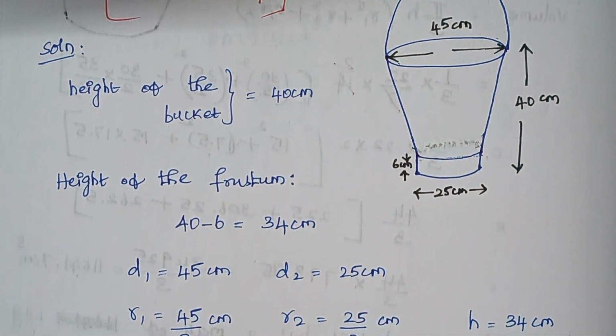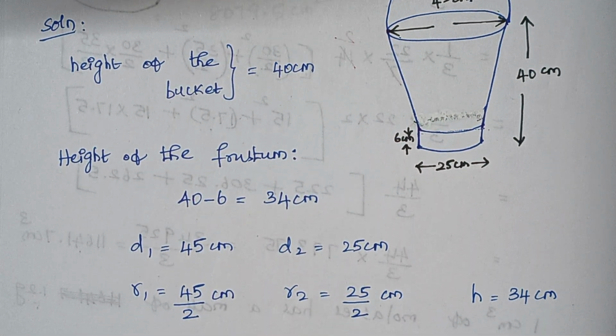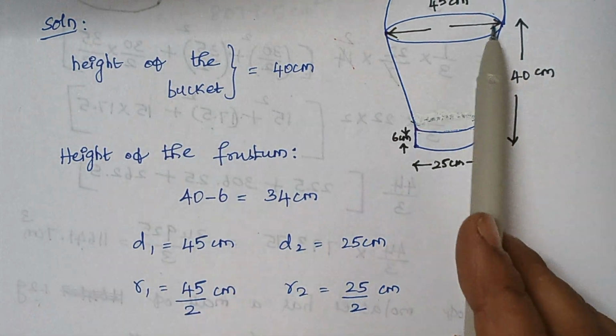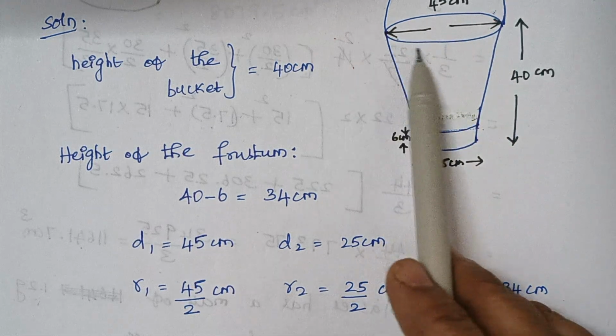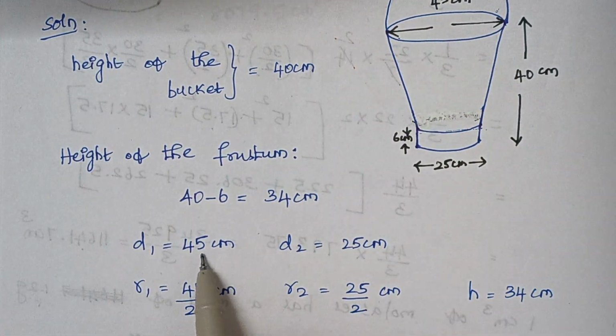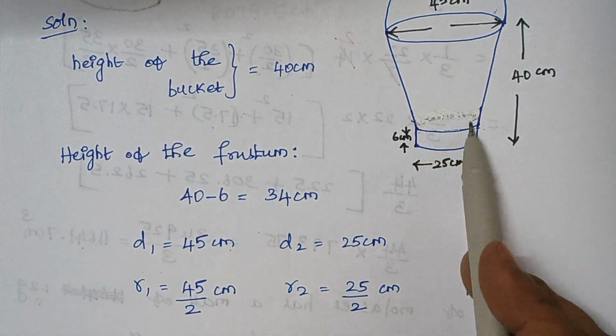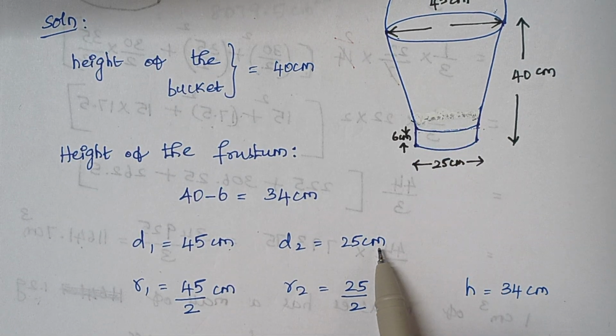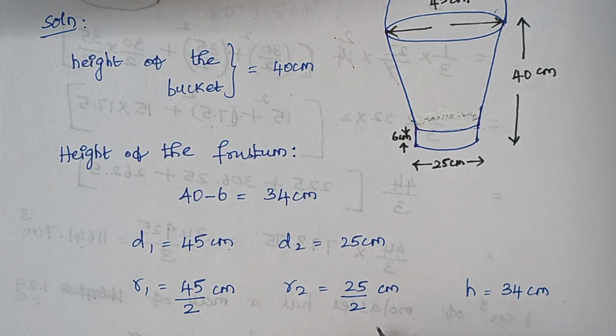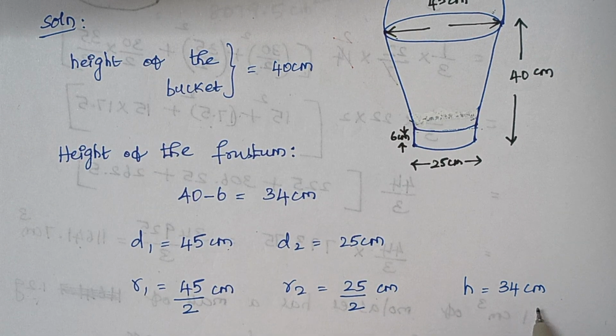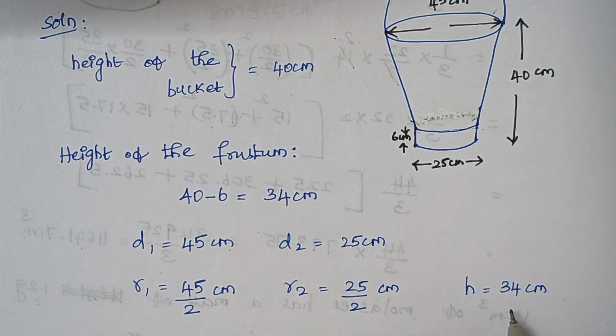The next thing is we are provided with two diameters, so let us calculate the radii. The diameter of the bigger circle is 45 cm, so the radius R1 is 45 by 2. The smaller base has diameter 25, therefore R2 is 25 by 2. And the height is 34, which we have just calculated.